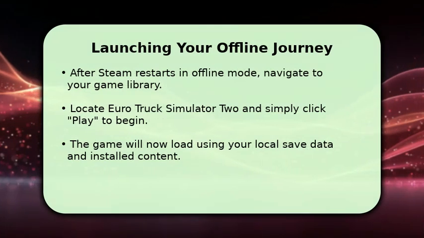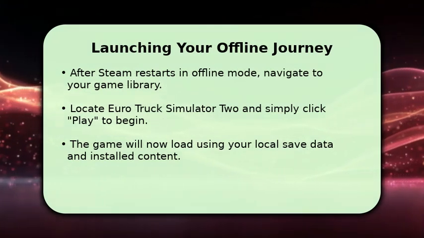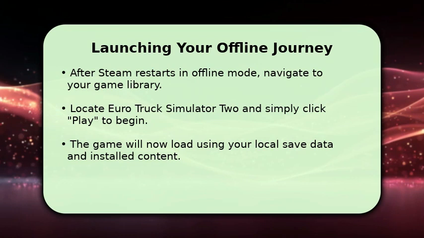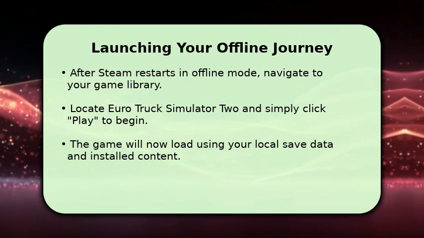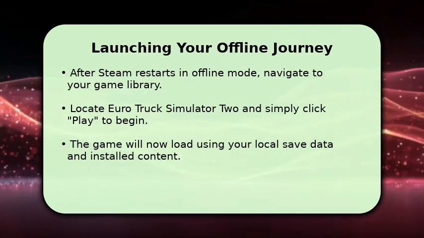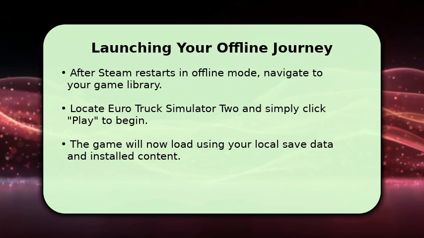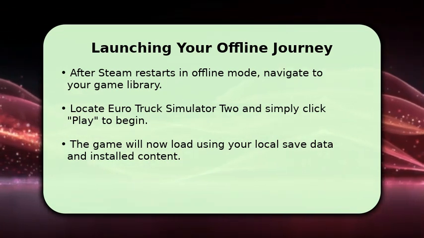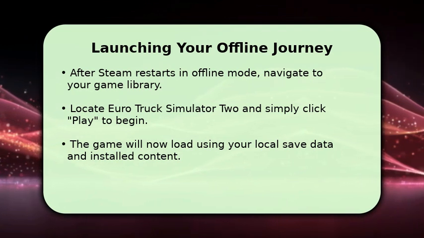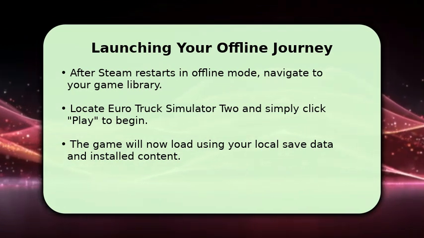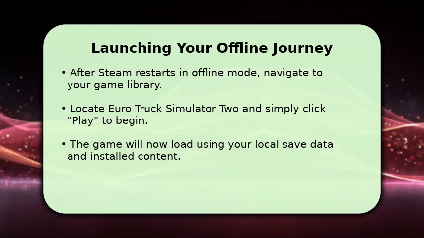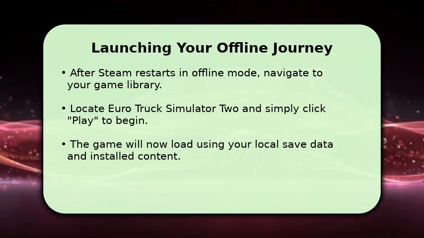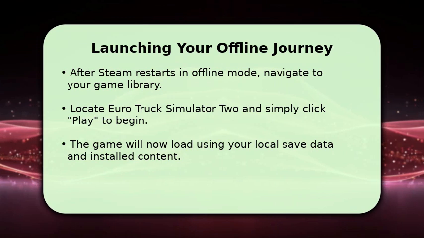With Steam successfully operating in offline mode, you are now ready to launch Euro Truck Simulator 2. Head over to your Steam library, find the game, and click the play button as you normally would. The game will start up, accessing your local save files and all installed content. You can now enjoy your trucking routes and deliveries without needing any active internet connection.